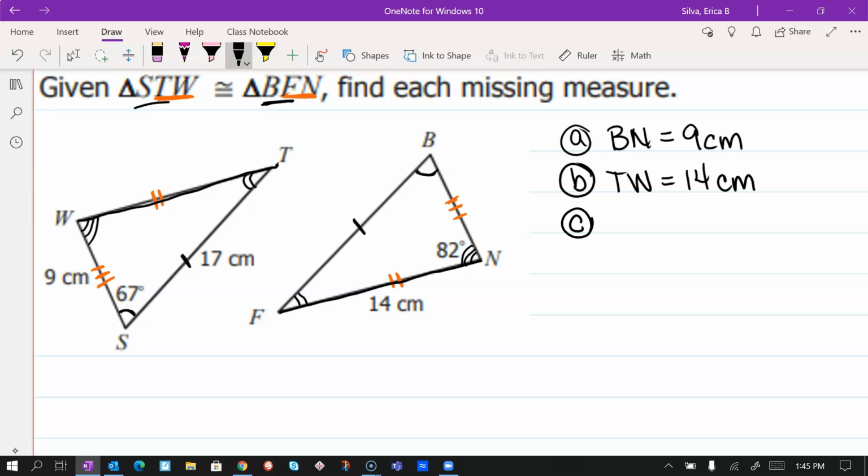Let's look at letter C. Letter C is the measurement of BF. We have this measurement, BF, and that one is congruent to the one that has that 1 tick mark, also TS. So what's that measurement? 17. Perfect.